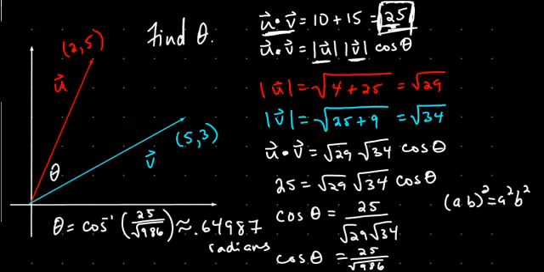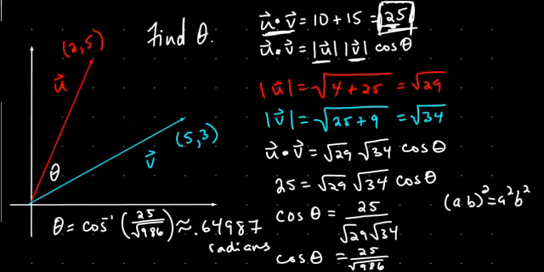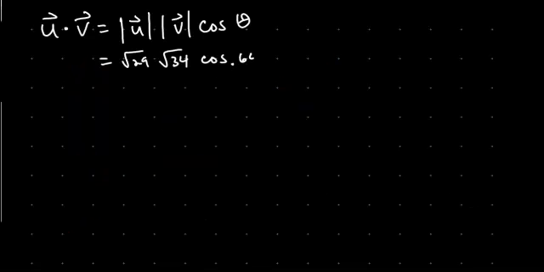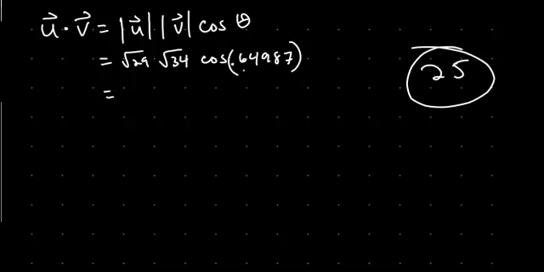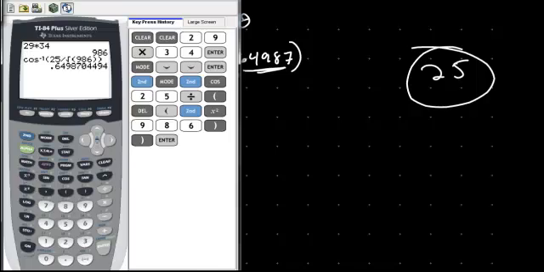Over here we saw that the magnitude of u is root 29 and v is root 34. So root 29, root 34, times the cosine of 0.64987. Plug all that in our calculator, and it had better be about 25. But again, this was an estimation and we rounded, so it's probably going to be a little less than 25.